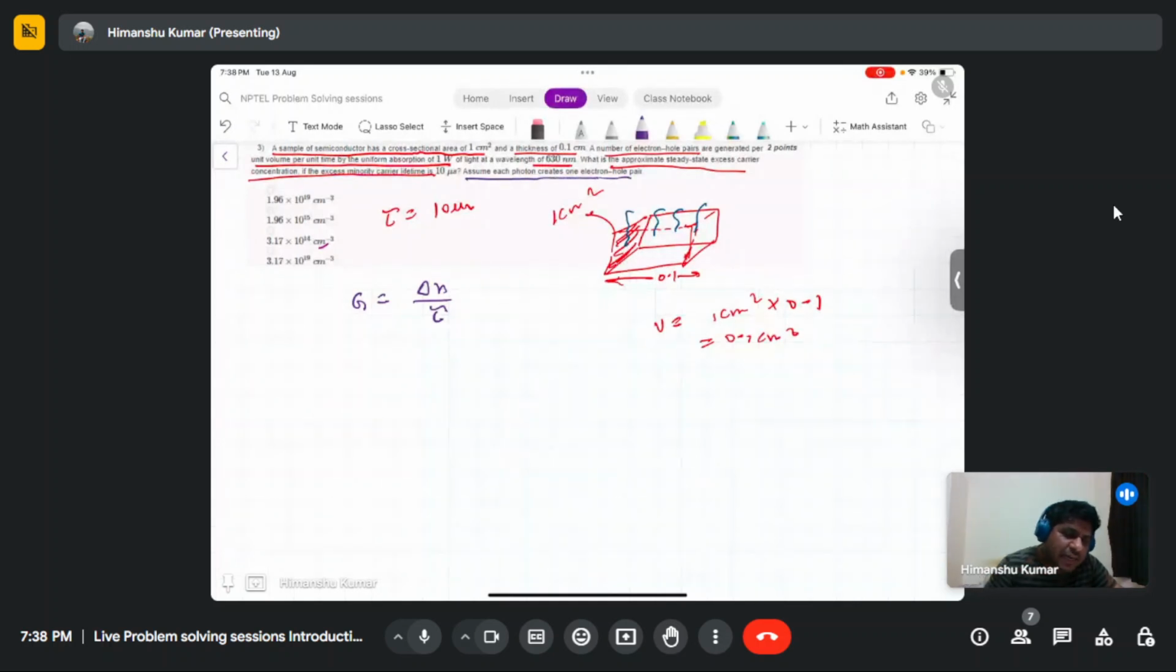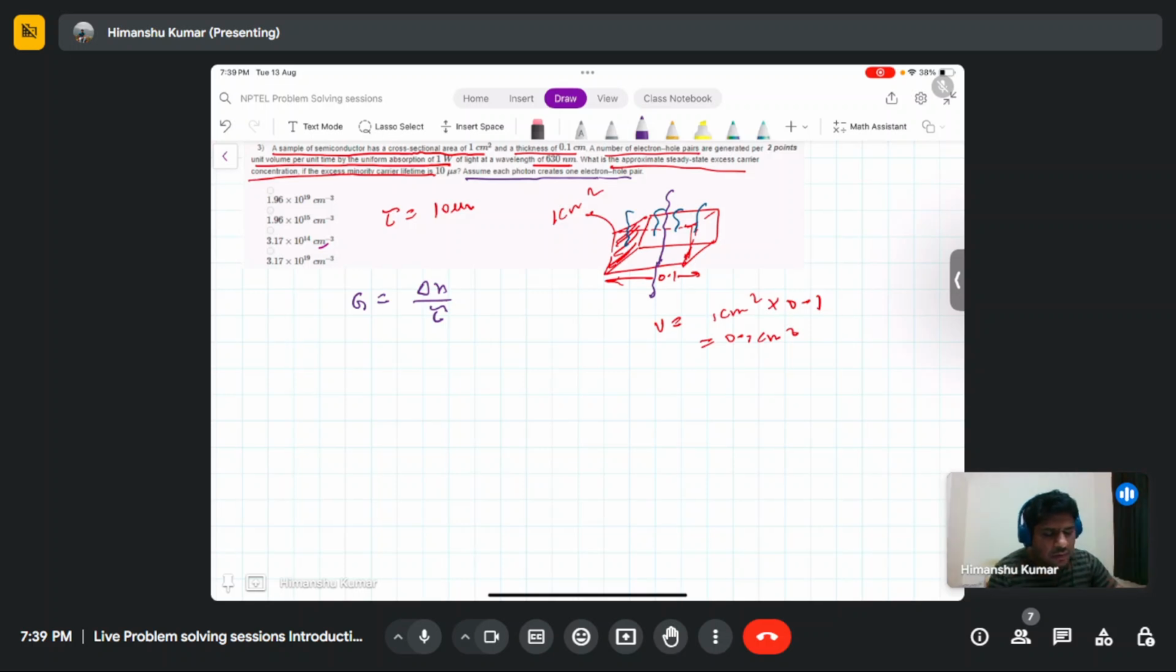Experimentally, or in the practical case, this does not happen, because whatever photon you send may either get through the material. Suppose this photon is not getting absorbed, it will pass through this piece of semiconductor, or it may be absorbed but does not generate any electron-hole pair. So there are inefficiencies involved in most practical devices, but in this case we are assuming that each photon will generate an electron-hole pair.